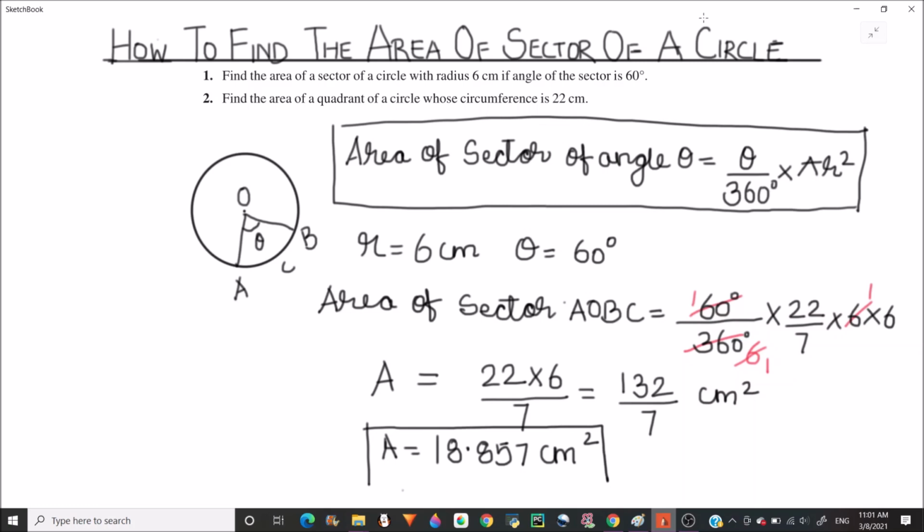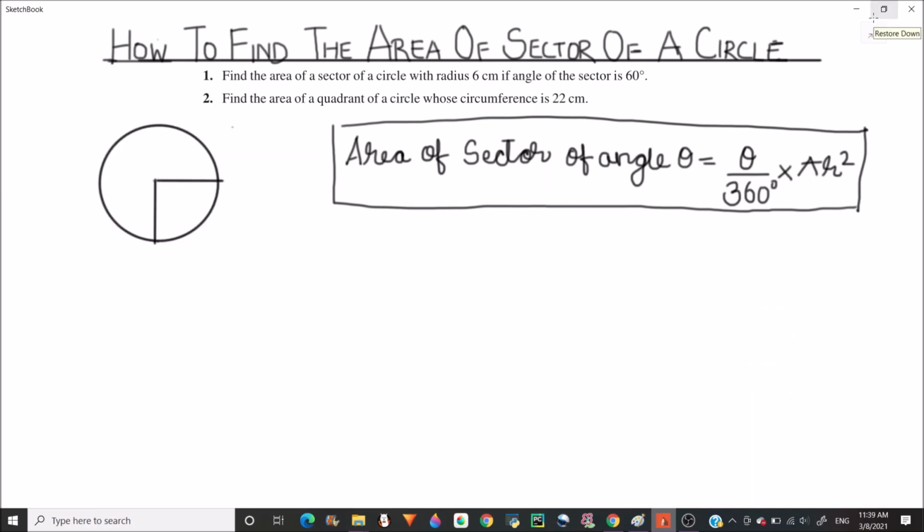Let's box the answer. Now let's move on to our second question and solve one more example by using the formula. So let us solve our second example, which is find the area of a quadrant of a circle whose circumference is 22 centimeter. So here we have been given the circumference of the circle from which we have to find the radius of the circle.